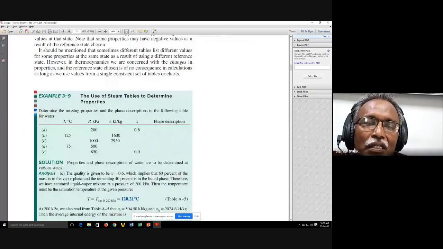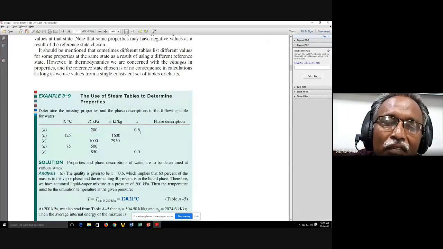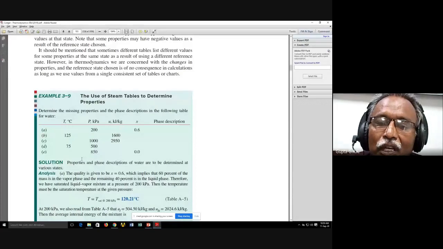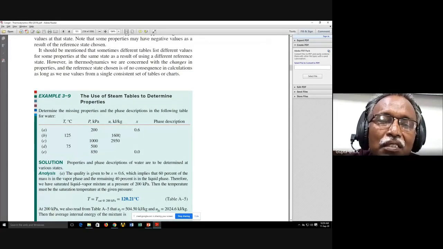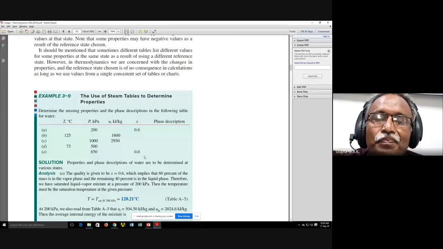And this is a problem which involves all the tables. Determine the missing properties and the phase description in the following table. So at every state, you have to know at least two values. So here pressure and dryness fraction are given. Here temperature and internal energy are given. And here pressure and internal energy are given. Here temperature and pressure are given.